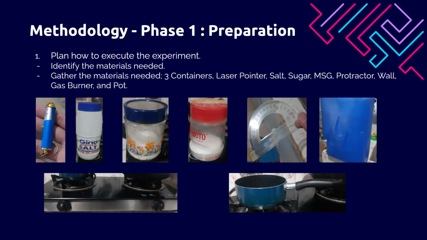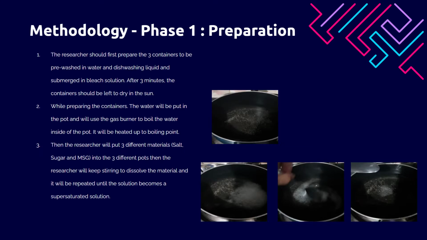Methodology. Phase 1, Preparation. Number 1. Plan how to execute the experiment. Identify the materials needed. Gather the materials needed. The researcher should first prepare the 3 containers to be pre-washed in water and dishwashing liquid and submerged in bleach solution. After 3 minutes, the containers should be left to dry in the sun. While preparing the containers, the water will be put in the pot and the gas burner will be used to boil the water inside the pot. It will be preheated up to boiling point.